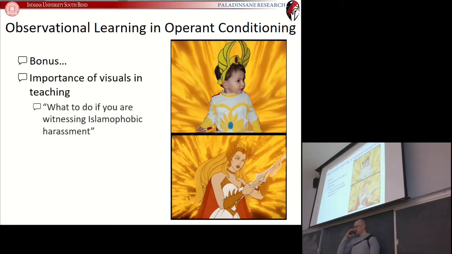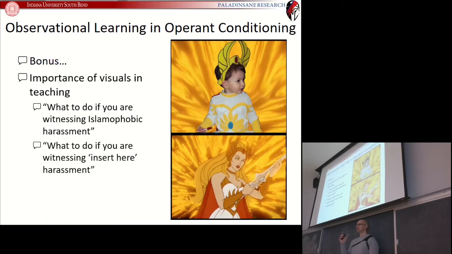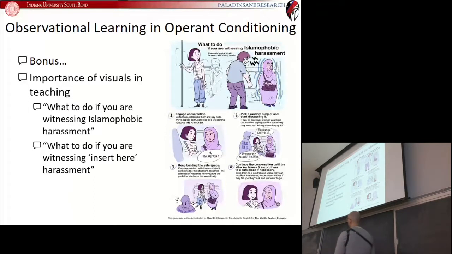So to kind of combat that, there was a pamphlet that made its way around social media, and it was what to do if you're witnessing Islamophobic harassment. And this is basically what to do if you're witnessing, insert here, any sort of harassment. So if it's homophobic, if it's racist, if it's sexist, whatever sort of harassment you may see. And this was a pamphlet that was making the rounds. And not only does it use observational learning as the tool to stop the harassment, it uses observational learning as well as the tool to teach how to stop the harassment. So let's take a look at the pamphlet first and see what it says to do.